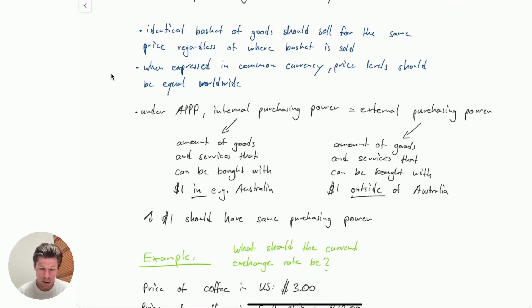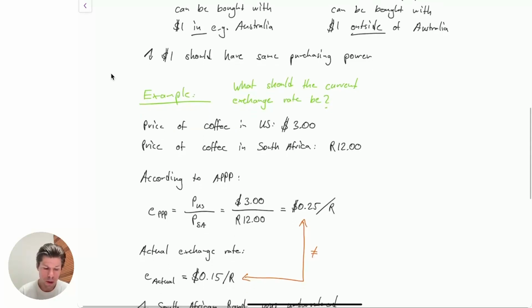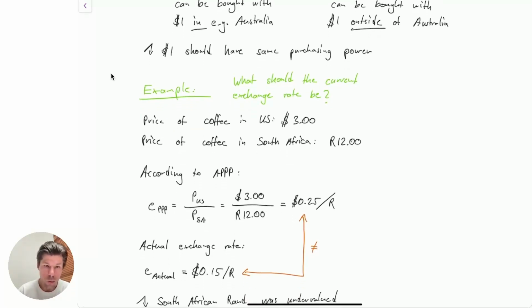Under APPP, internal purchasing power equals external purchasing power, which means the amount of goods and services that can be bought with $1 in Australia. If I'm based in Australia, I could use my $1 Australian and buy certain goods in Australia, and the amount of goods and services that can be bought with $1 Australian outside of Australia should be the same. $1 Australian should give me the same purchasing power regardless of whether I'm in Australia or outside of Australia. We use absolute purchasing power when we ask the question, what should the current exchange rate between two countries be?